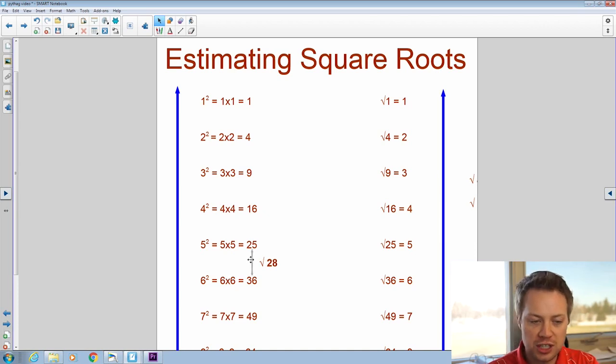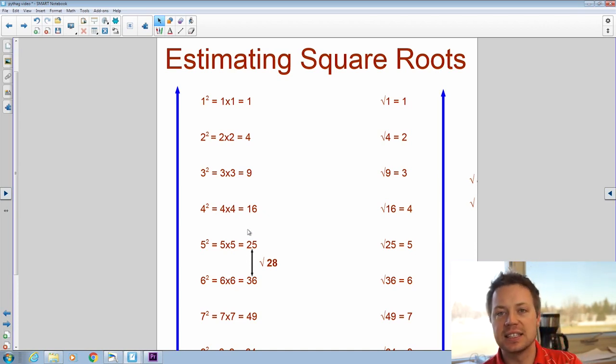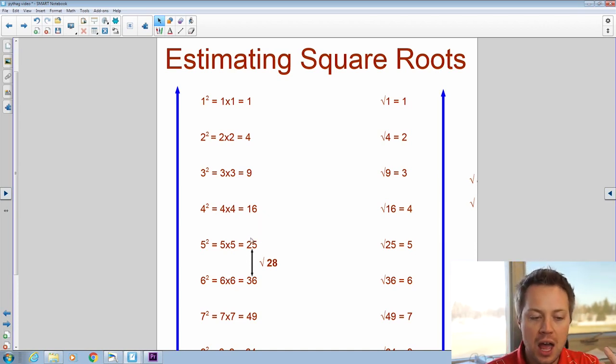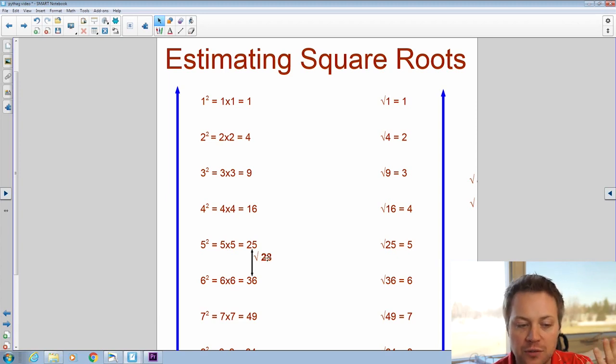So if we look at just 25 and 36 and consider that as its own number line, I can see that 28 falls closer to 25. It's only 3 away from 25, and it's 8 away from 36. So I know that the estimate of the square root of 28 has to be a little bit closer to the square root of 25 than it is to the square root of 36.